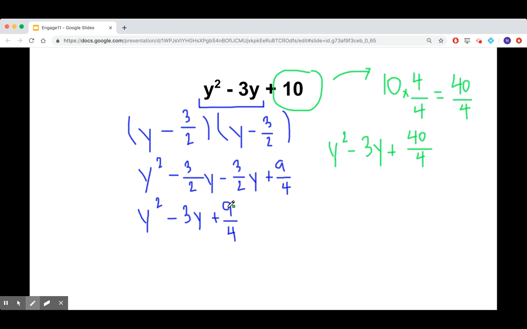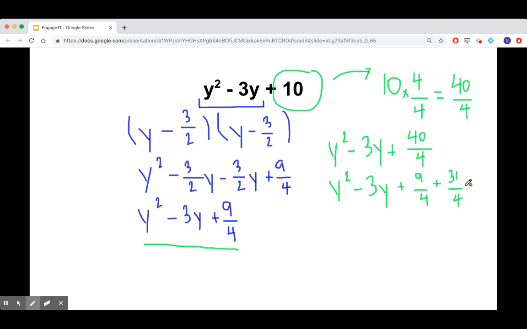Now, I want to end up with y squared minus 3y plus 9 over 4 in my expression so that I can convert at least part of my expression to a perfect square. Notice that I can easily split up 40 over 4 into 9 over 4 plus 31 over 4.